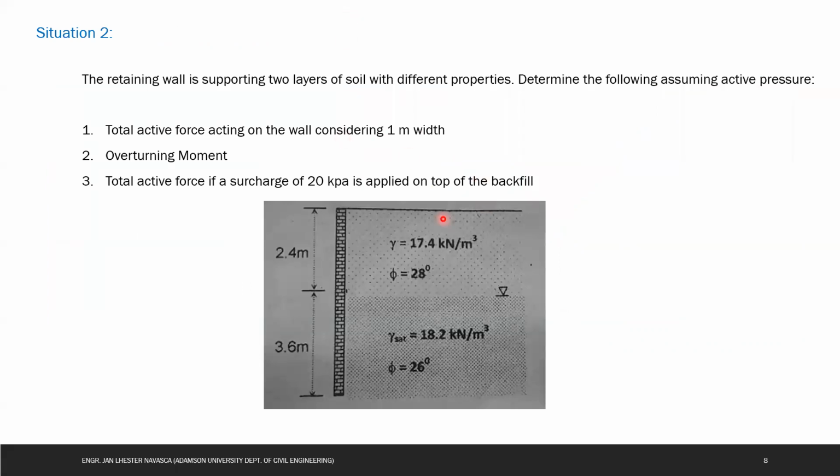Next, situation 2. The retaining wall is supporting 2 layers of soil with different properties. So determine the following assuming active pressure. Number 1 is the total active force acting on the wall considering 1 meter width. Number 2 is the overturning moment, and number 3, total active force if surcharge of 20 kPa is applied on the top of the backfill.